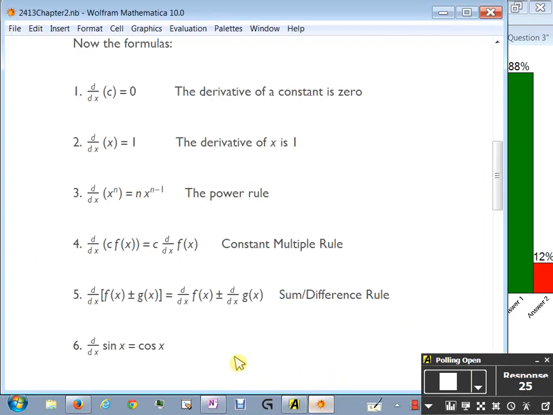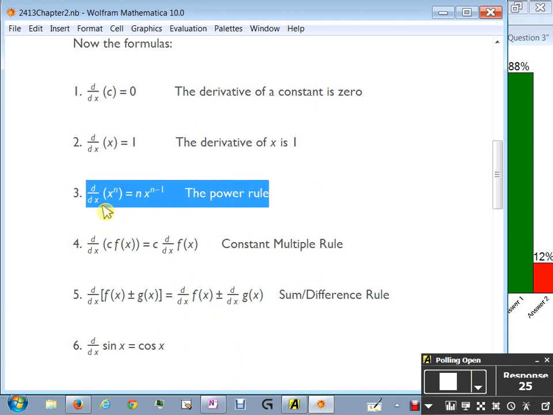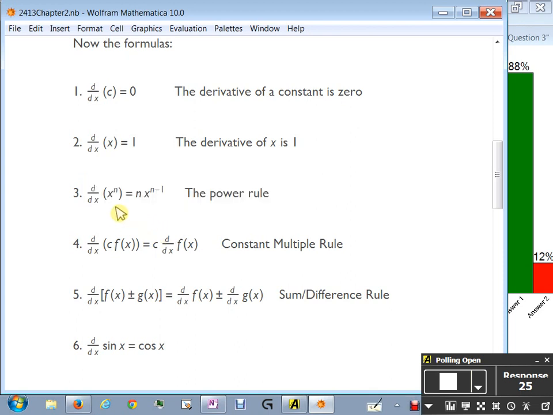All right. This one's big time right here. The power rule. We just said that the derivative of x was 1. But what about the derivative of x squared? Derivative of x cubed, right? So it would be really nice if we had a general rule that applied to all powers of x. Wouldn't that be nice?